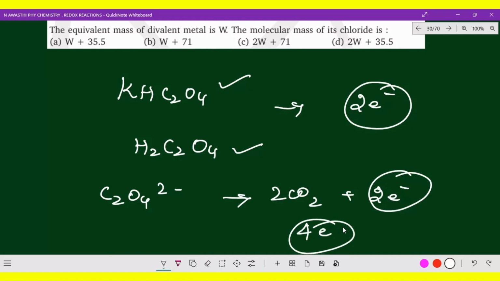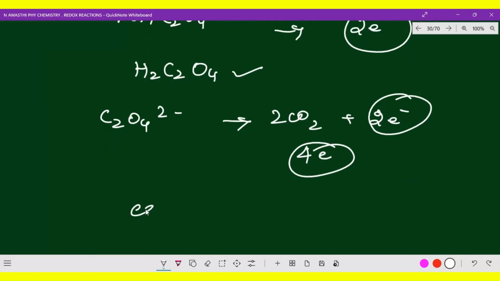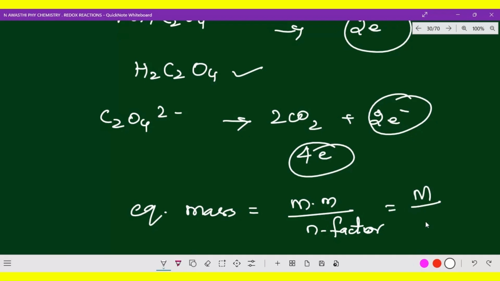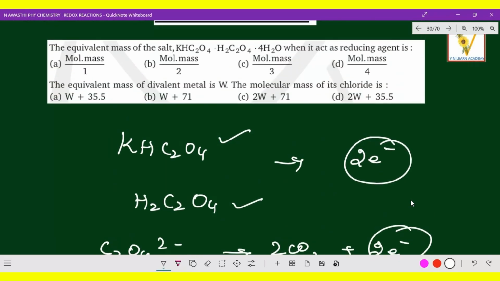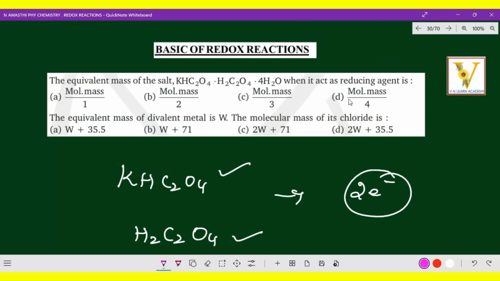So equivalent mass equals, as you know very well, molecular mass by number of electrons change, that is n factor. So here it is molecular mass M by 4. M by 4 is the option, molecular mass by 4. So option D is the correct option.